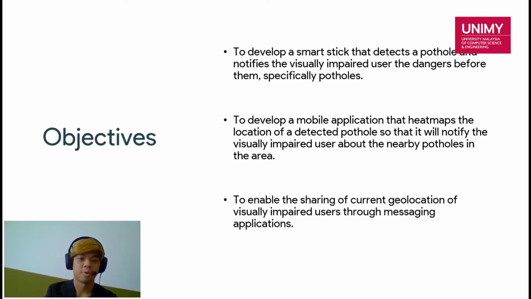Lastly, Brother I is created to enable the sharing of current geolocation of visually impaired users through messaging applications. So this is just so that in case the visually impaired user were to fall down or something were to happen to them and they do not know where they are, they can use this function to notify their emergency contacts and let them know where they currently are.